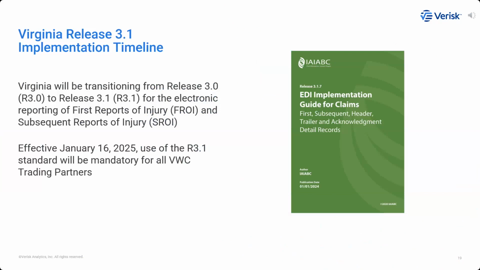Release 3.1 electronic reporting will be required for all trading partners, insurers, self-insured self-administered employers, and claim administrators. Third-party administrators will be reporting for their insurer and self-insured employer clients. The reporting is mandatory for Virginia effective January 16, 2025.